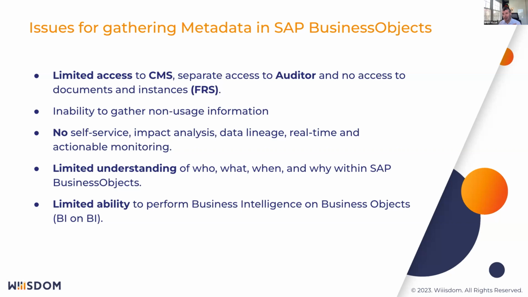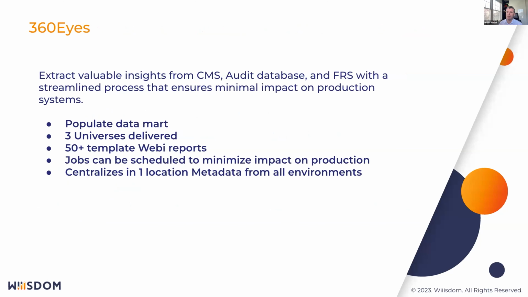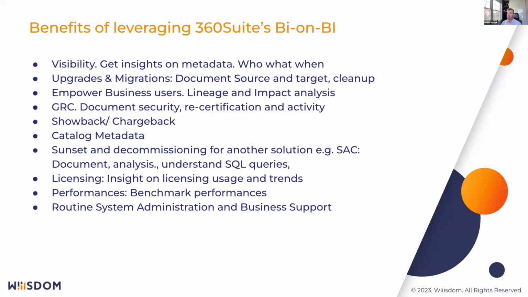Additionally, it's always very difficult to understand the W's: who, what, when, why, what's going on within business objects. With 360, the whole idea here is we're extracting the metadata and populating it into a data mart. We've got 3 universes that are delivered. We've got 50 plus templates that can be customized that we deliver as well with our solution. Of course, the jobs can be scheduled to minimize the impact on production, and everything is centralized in one location. So for all your sub environments, and if you have multiple productions, you can centralize it in one location.